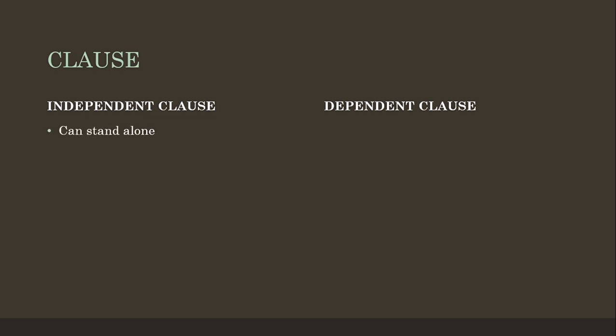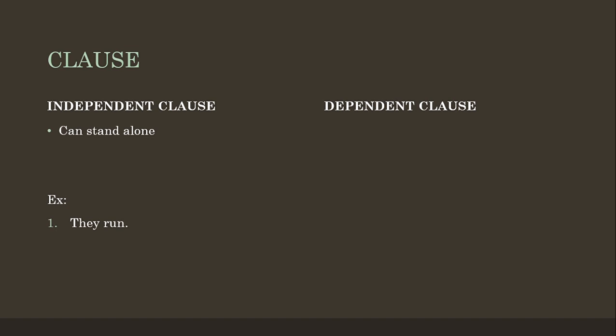Okay, there are so many types of clauses, but today we discuss together about the position of clause in a sentence. There are two kinds of clauses: independent clause and dependent clause. An independent clause is a clause that can stand alone as a sentence. So they don't need other additional information, they just stay alone.